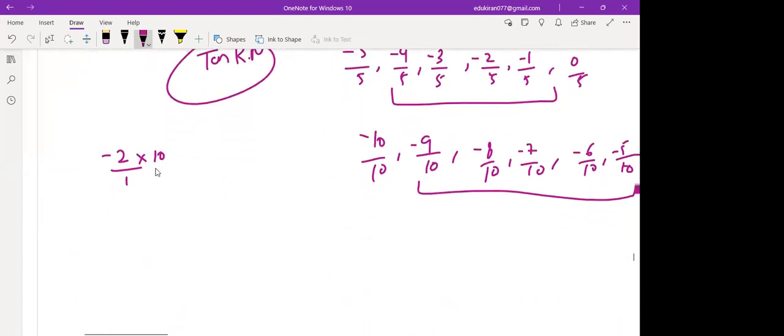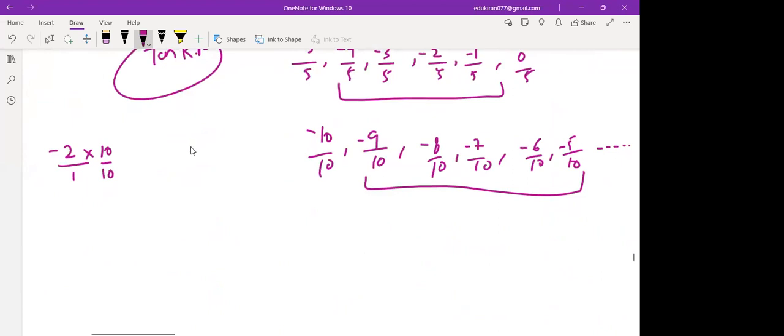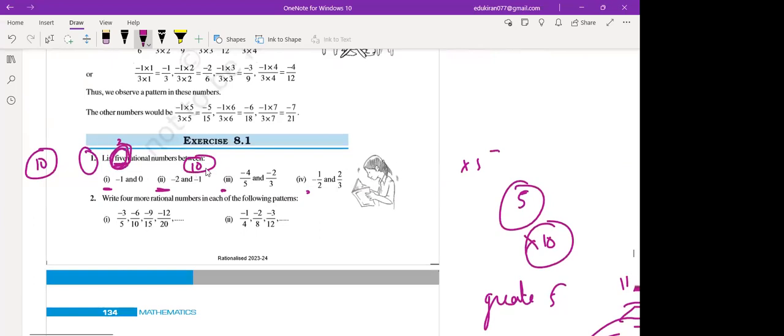For example, let's just take 10. Minus 50 by 10, minus 40 by 10, minus 30 by 10 and minus 20 by 10. Wait, one minute, ma'am, let me just do the second one. Now everybody do the second one. Take 10. Multiply it with 10 and tell me the answer.